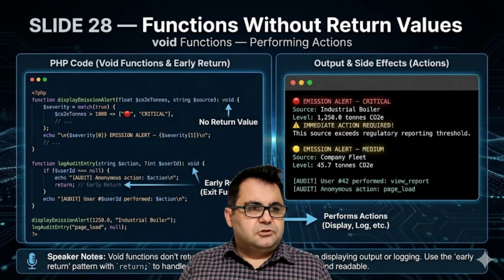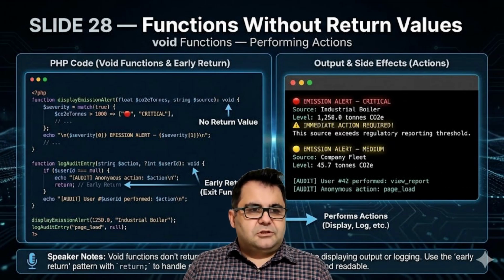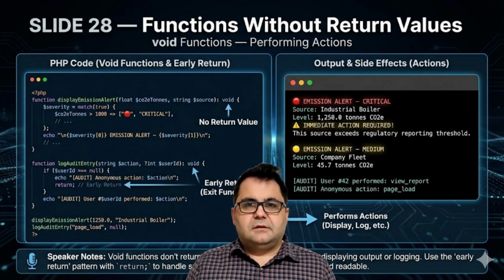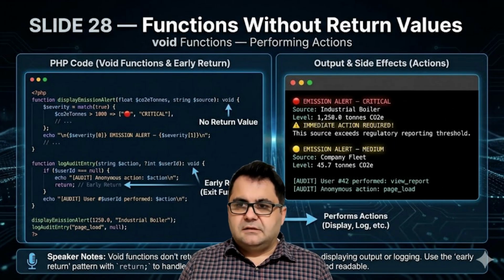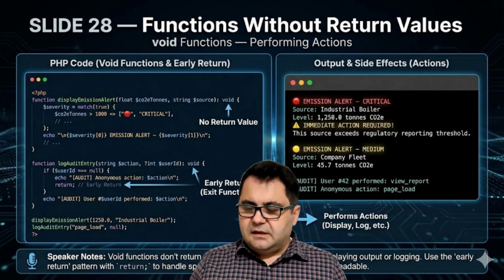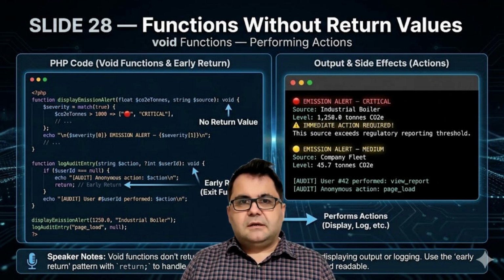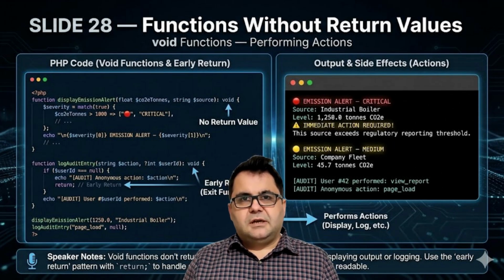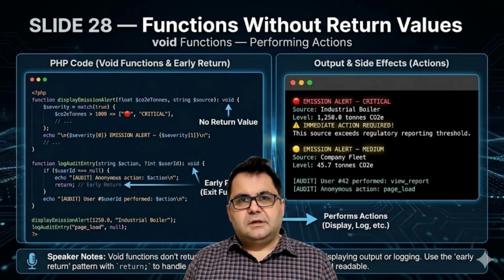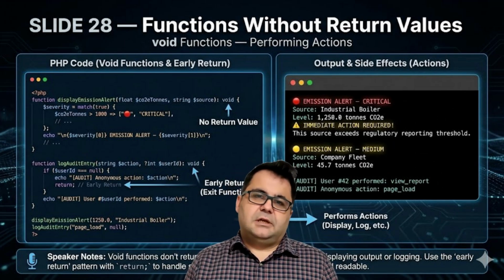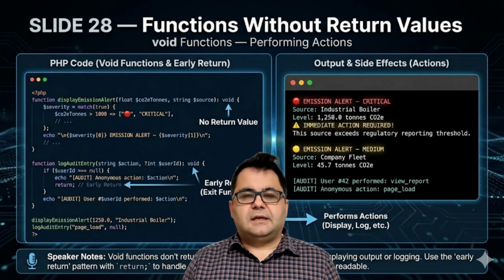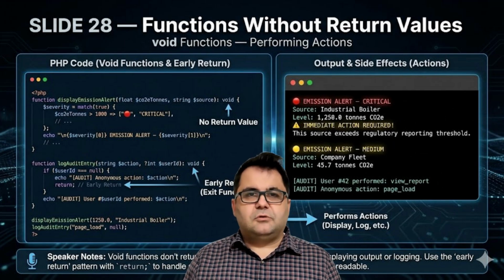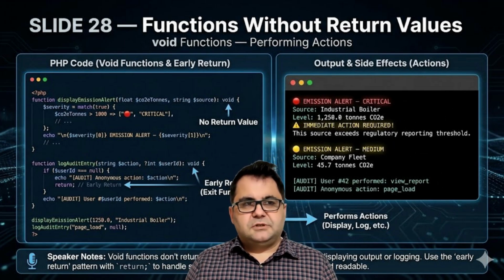Not every function needs to return a value. Void functions perform actions. They display output, write to files, send notifications, or log events. The void return type documents this intent. The return statement in void functions exits the function early without a value. This is the early return pattern I mentioned earlier. Instead of nesting conditions deeply, check for special cases at the top and return early. In logAuditEntry, we check if user ID is null first, handle that case, and return. The normal case follows without nesting. This pattern keeps code flat and readable. We'll use it extensively in our controllers.